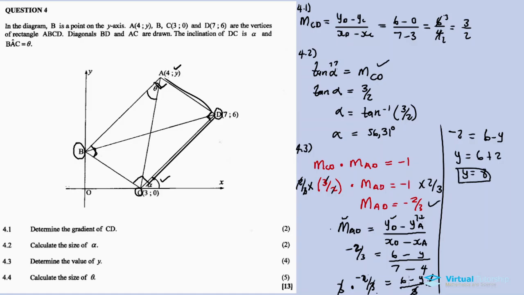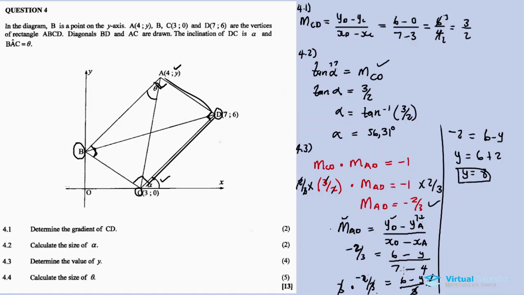Or you can just say, okay, 7 minus 4 gives 3, and since I have fractions, I can cross multiply. Now, cross multiply or solve for y. But there are many ways of killing a cat, so here's another way of killing the cat.